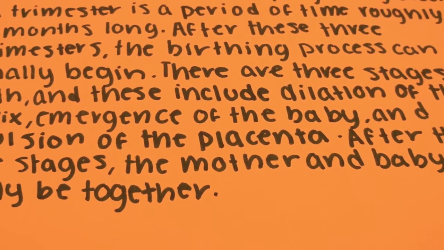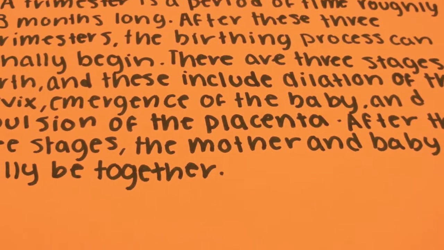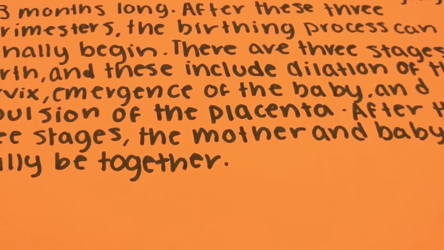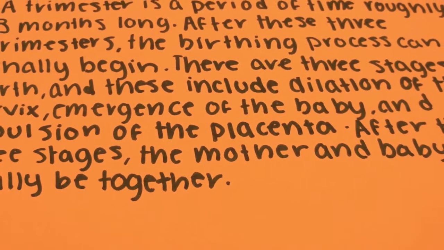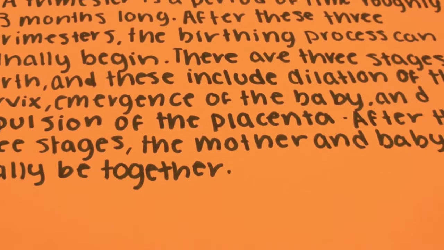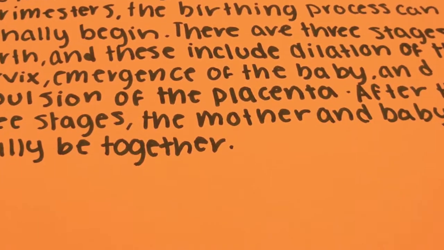There are 3 stages of birth, and these include dilation of the cervix, emergence of the baby, and expulsion of the placenta. After these 3 stages, the mother and the baby can finally be together.